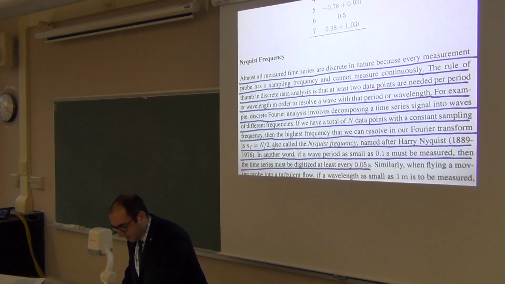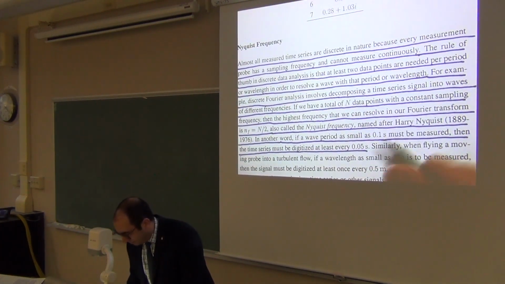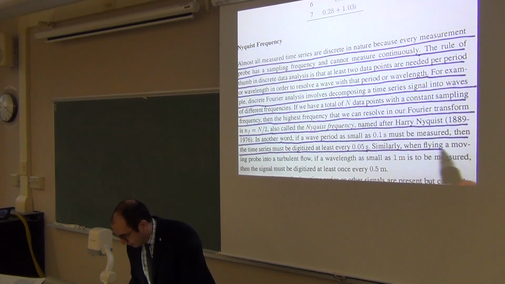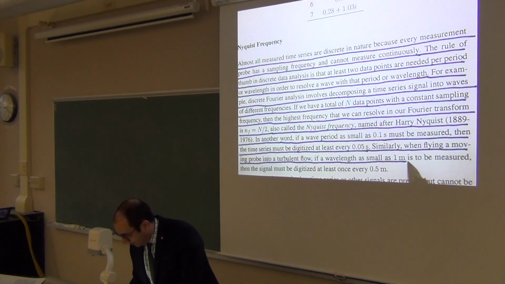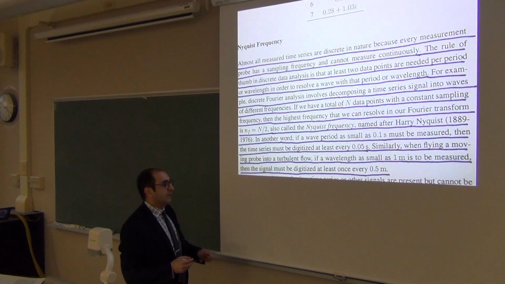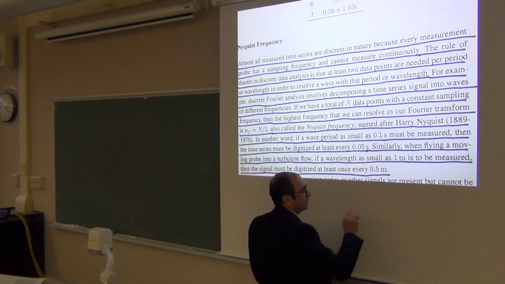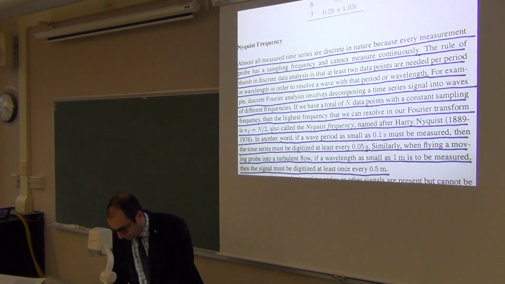I can make the same statement in the length domain. Let's say you're flying a moving probe into a turbulent flow. If a wavelength of a wave is 1 meter, and I want to measure that, the signal must be digitized at least once every 0.5 meters. Again, half of the wavelength, I should be digitizing the signal.